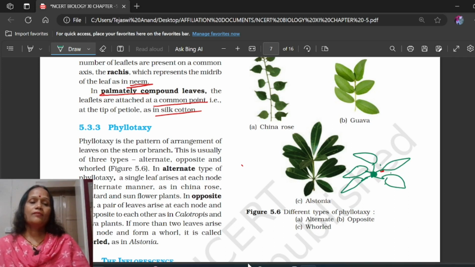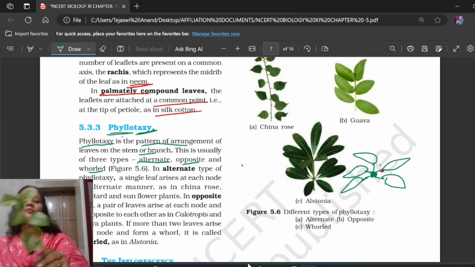What is phyllotaxy? Phyllon means leaves and taxis means arrangement. When we talk about the arrangement of leaves, we are studying phyllotaxy. Phyllotaxy is the pattern of arrangement of leaves on the stem or branches, which may be alternate, opposite, or whorled. Very common in the hibiscus plant.